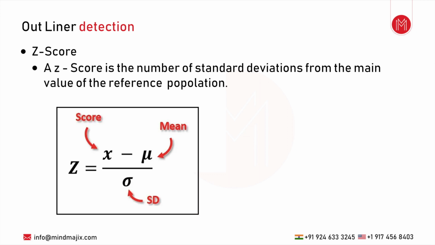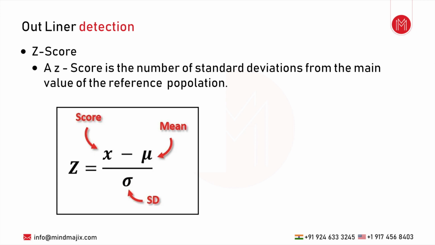So first of all, let's discuss the z-score part. Z-score is a way of finding the outlier. It checks the number of standard deviations from the mean value of a reference population. On a generic level, it tells you how far values are from the mean of the data. The farther away they are from the mean, the more chances we have that it's an outlier. And this is how we detect an outlier by z-score. You can see that x is my score, minus the mean, and I'm dividing it by the standard deviation. That is the formula for z-score.